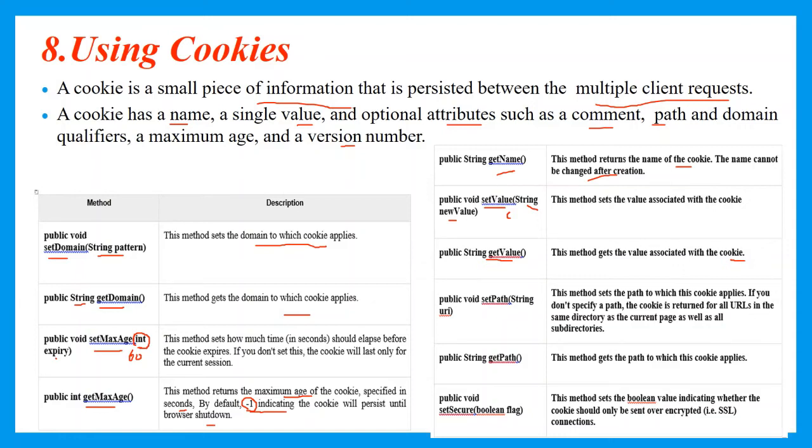setPath. This method sets the path to which the cookie applies. If you do not specify the path, the cookie is returned for the URLs in the same directory as the current page, as well as all the subdirectories. Suppose I want to apply the cookie to a particular path. I want to store all the cookie information at a particular path. In that case, I will make use of setPath, and I will specify some path.